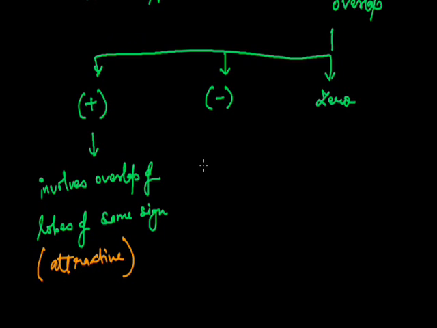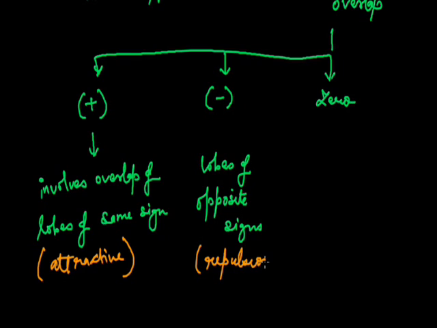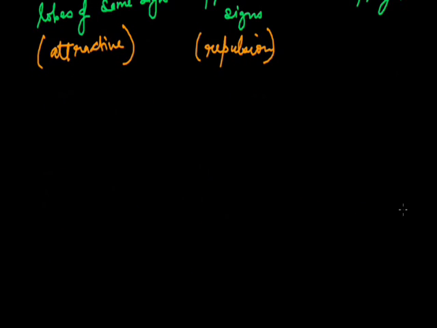Negative interaction is overlap of lobes of opposite signs. And such an interaction is repulsive in nature. Zero overlap means no overlapping. Let us see some examples for these types of overlapping.